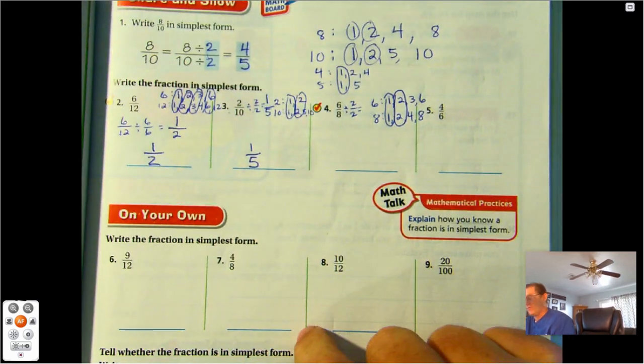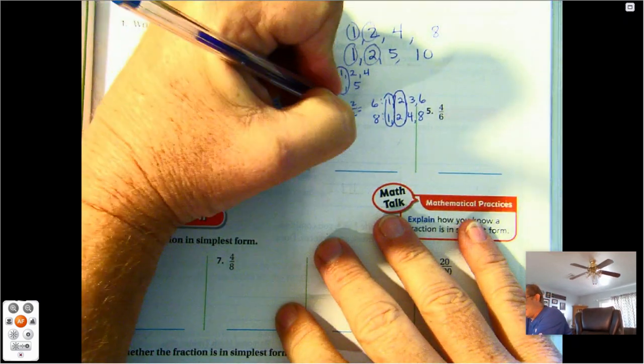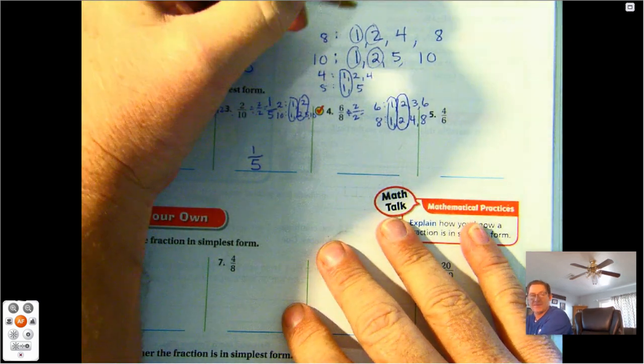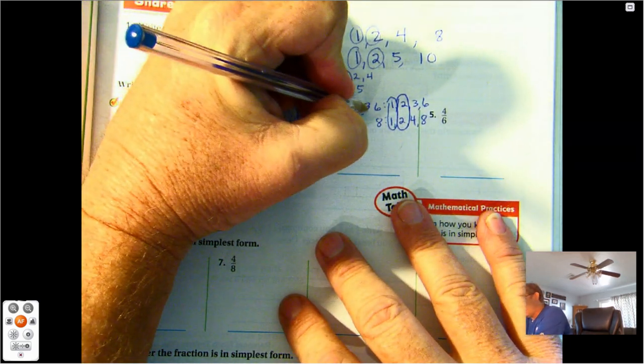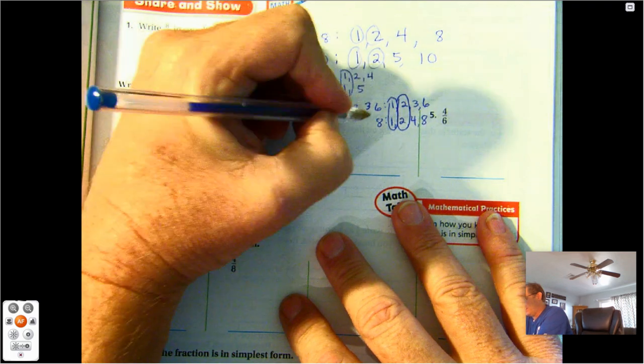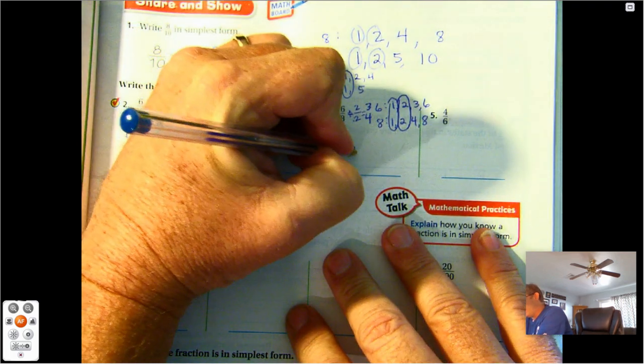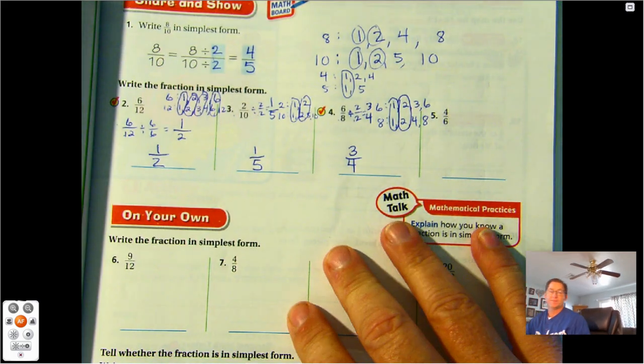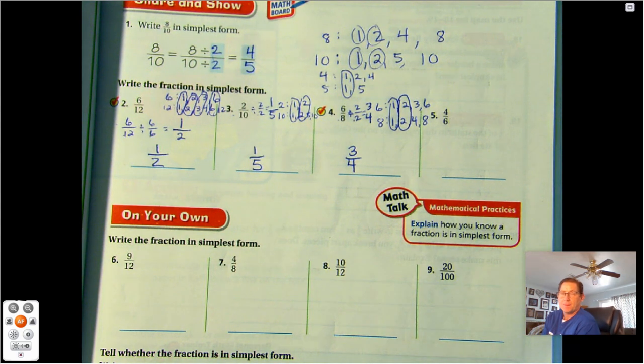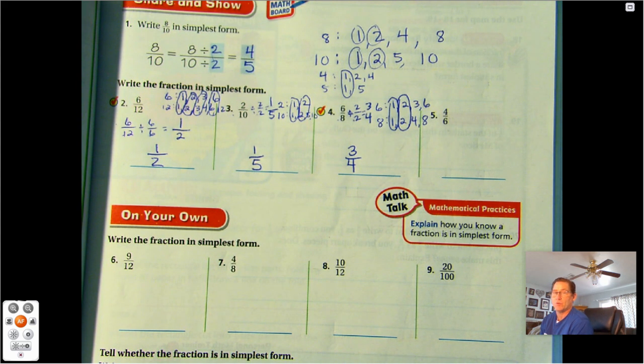6 divided by 2 is 3. And 8 divided by 2 is 4. 3/4. The only factors of 3 are 1 and 3. 3 is not in common to 4, right? 3 is not a factor of 4. So 3/4 is the simplest form.